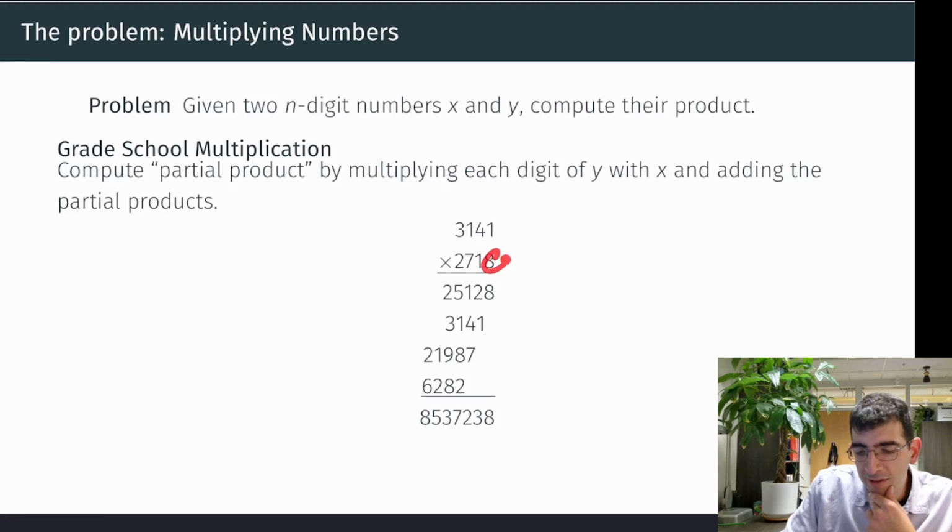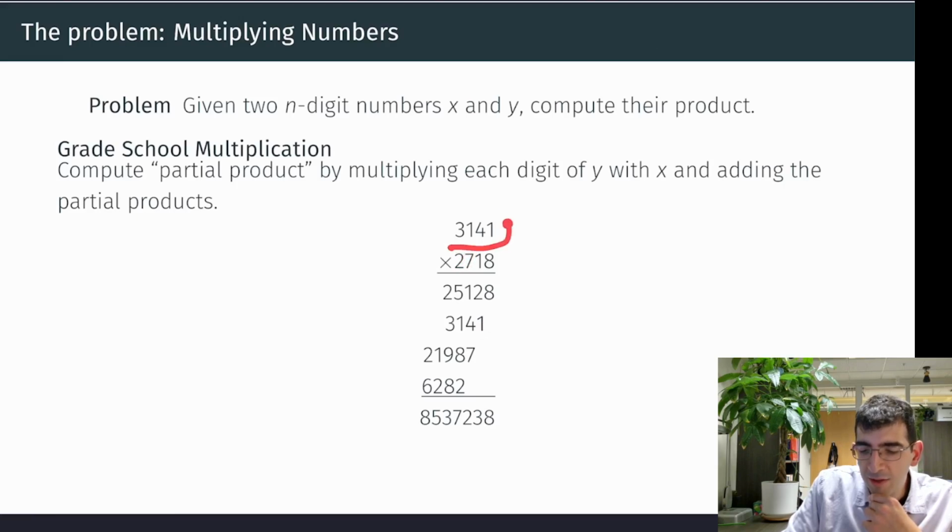So you start with the digit in the smallest order of magnitude, 8. You multiply 8 times 3141 to get 25,128, and that's it. Then you take the next digit, 1, and you notice that it is in the tens order of magnitude. So you shift the result of this multiplication, 1 times 3141, over by 1. Same thing when you look at the 7. You notice it's in the hundreds order of magnitude.